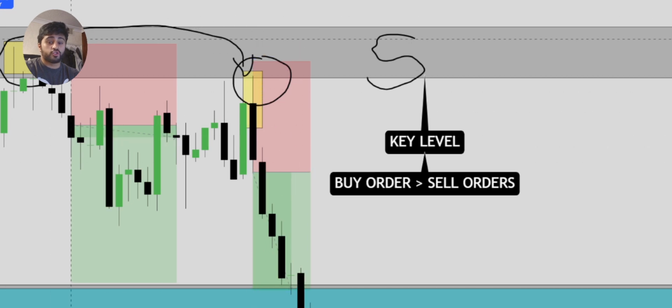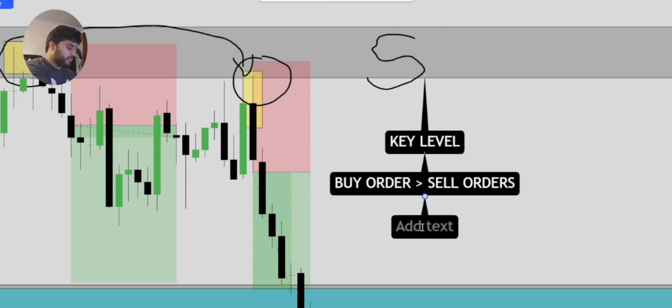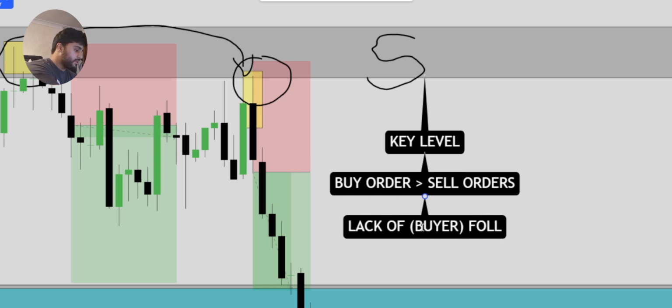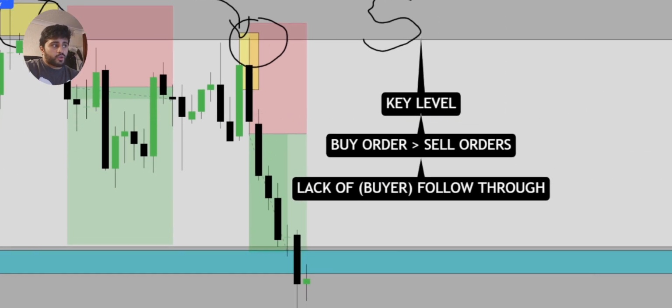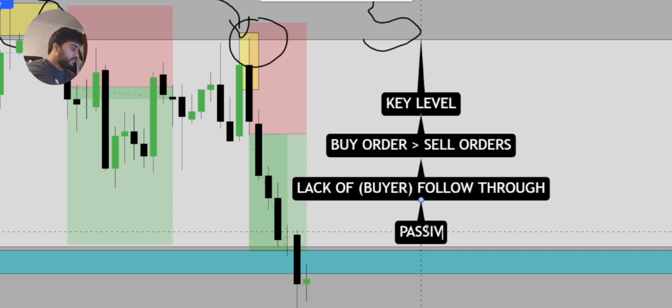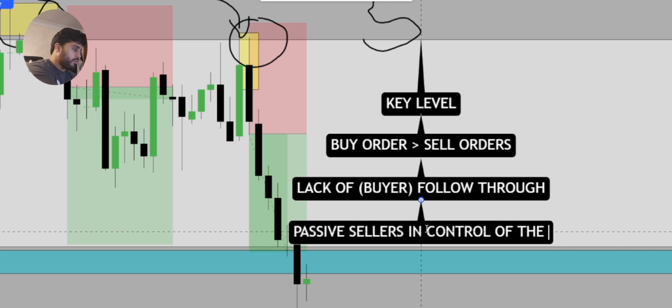So we've struggled on two separate occasions to break above the level. So what's going on now is we have a key level, there's more buy orders than sell orders, and there's no follow through. There's a lack of buyer follow through. And so what that means is, who is in control of the price? It means there are passive sellers in control of the price.